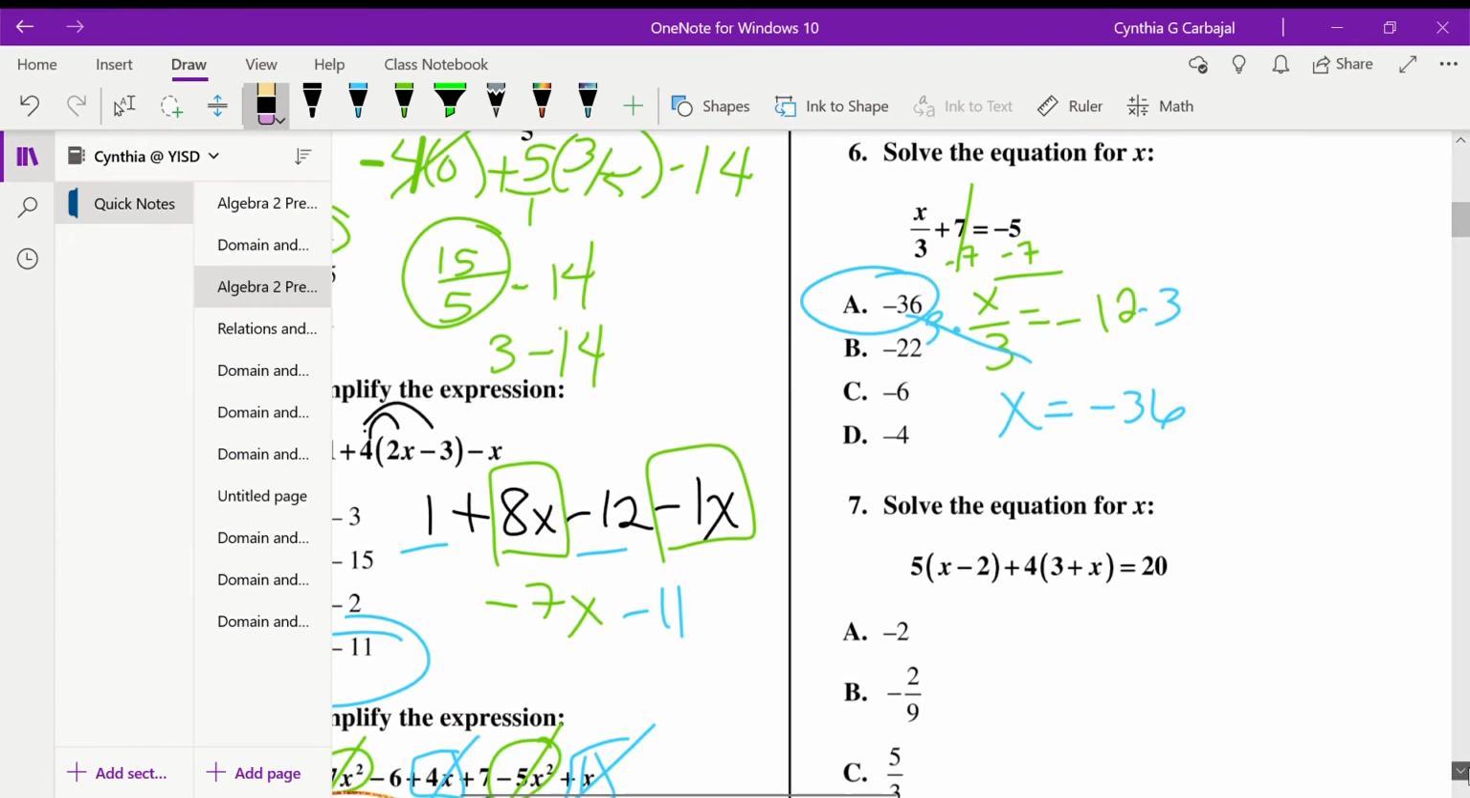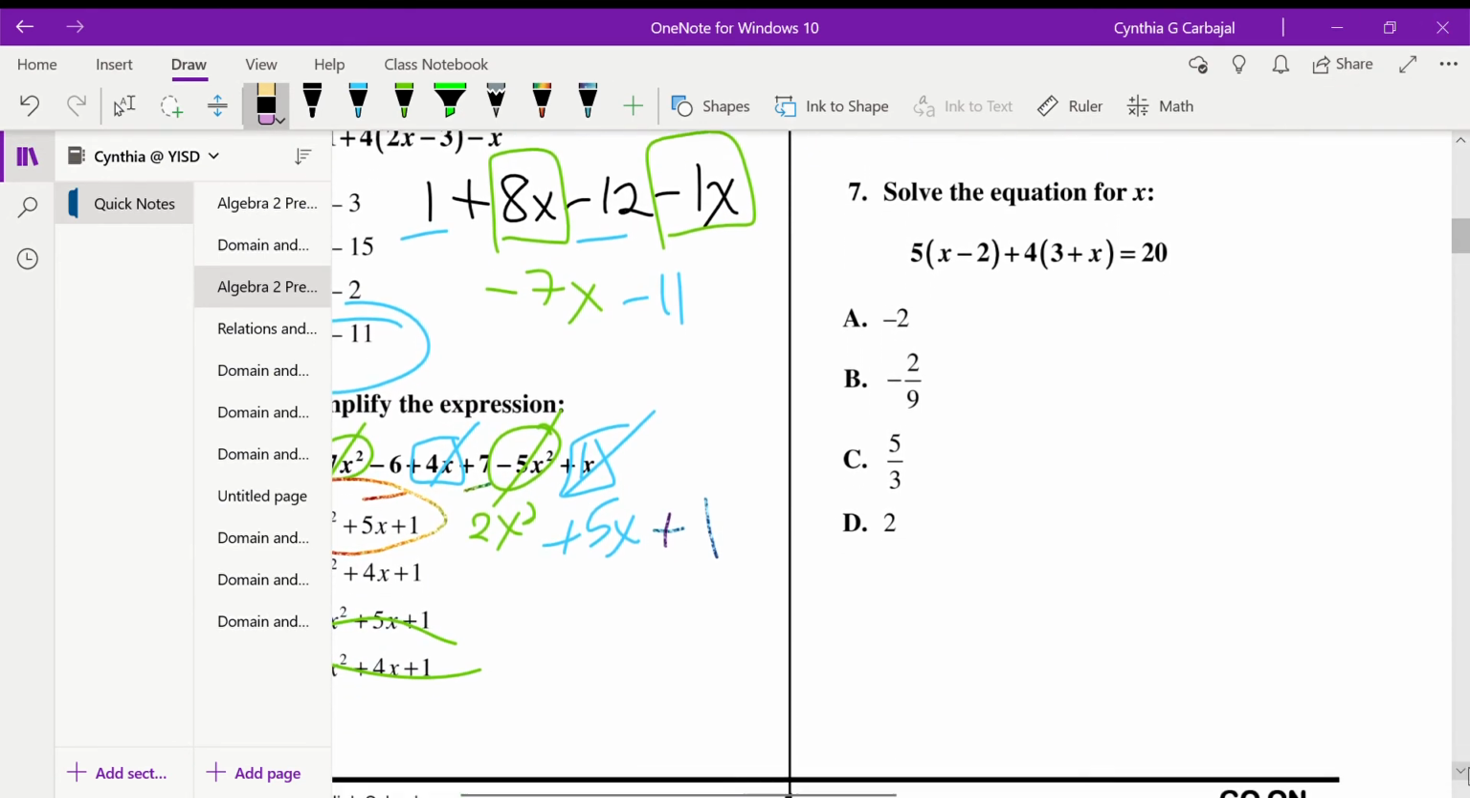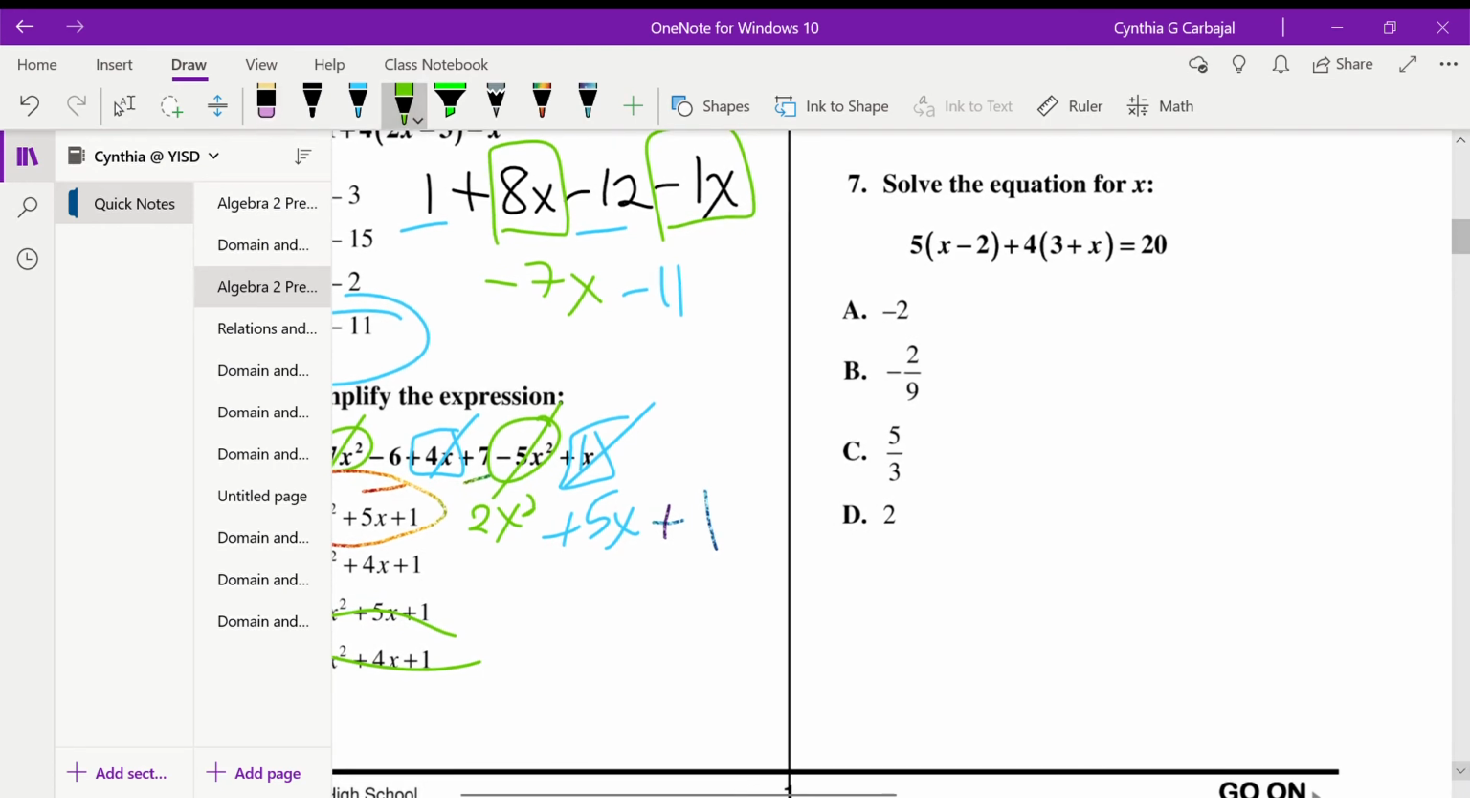Number 7, it says solve the equation for x. We have parentheses, so we want to get rid of that first before we can combine like terms. So we have 5 times x is 5x, 5 times -2, -10. Then we move on to the 4. 4 times 3 is +12, and 4 times x is +4x, so don't forget the plus. Then we bring down the 20 and the equal sign.